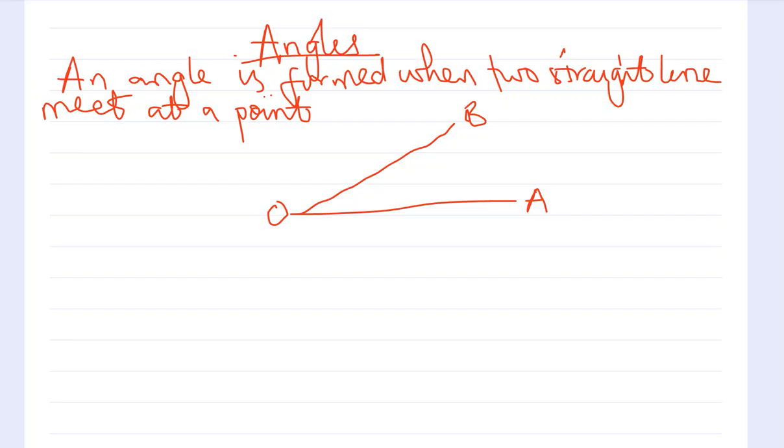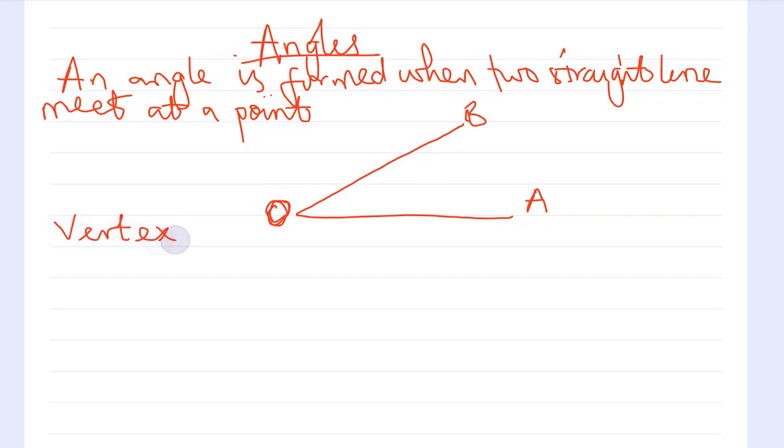So let me draw this. So let's say we have a straight line like this, and then another straight line like this. So this particular point 0 is called the vertex. So the point where two straight lines meet is called the vertex. If there are two or more, you call them vertices. Do you understand that now? So that is the first thing that you need to know when we talk about angles.